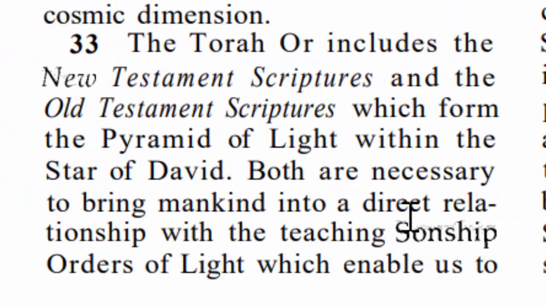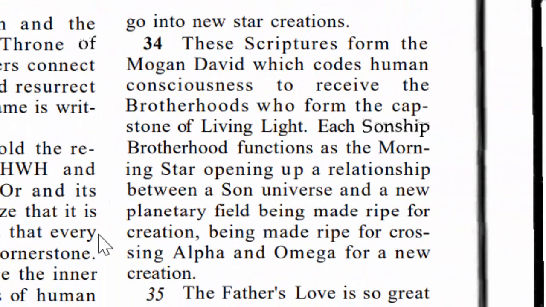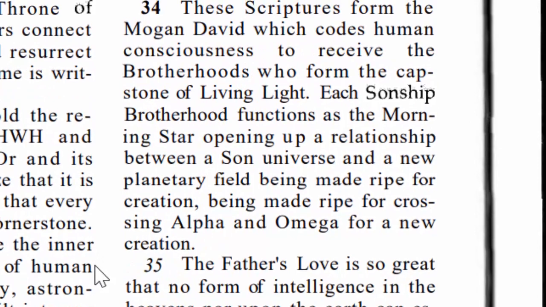Back in 33, it says the Torah or includes the New Testament scriptures and the Old Testament scriptures, which form the pyramid of light within the Star of David. Both are necessary to bring mankind into a direct relationship with the teaching sonship orders of light, which enable us to go into new star creations. So that's what these scriptures are. The two scriptures are the Morgan David. So you got your Bible and the Thummim, the Bible and these crystals.